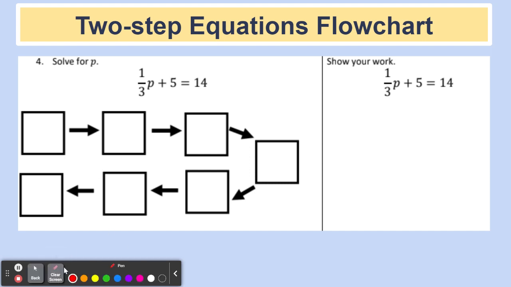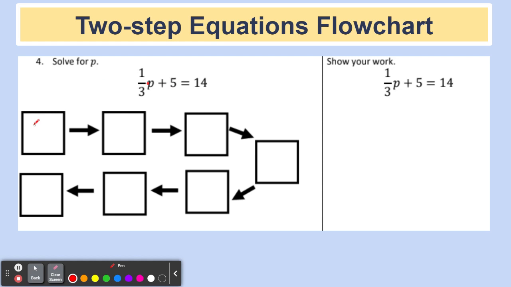Right, the last example, we're going to solve for p. It says 1/3 p plus 5 equals 14. As a reminder, when there's a number in front of your variable, that means multiplication is happening. So this is 1/3 times p plus 5 equals 14.